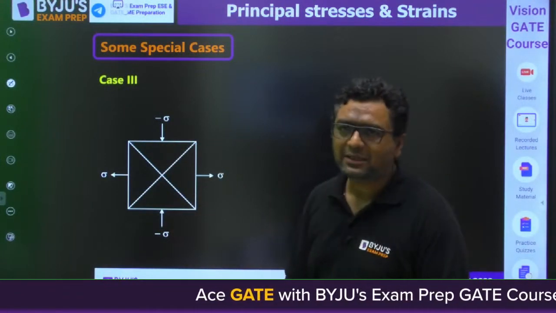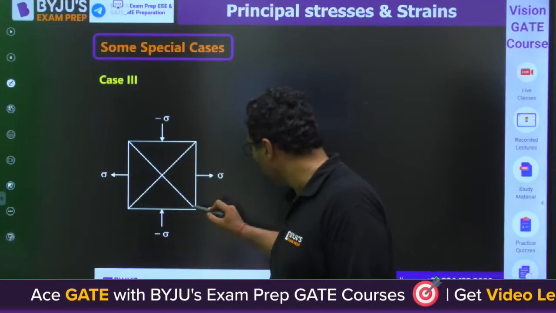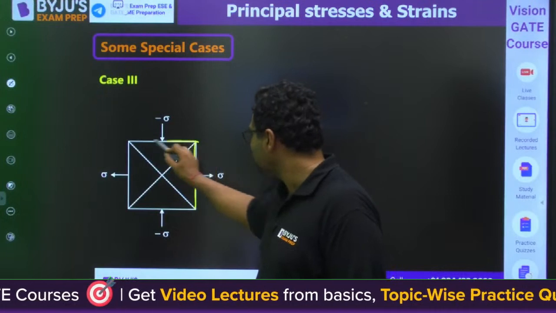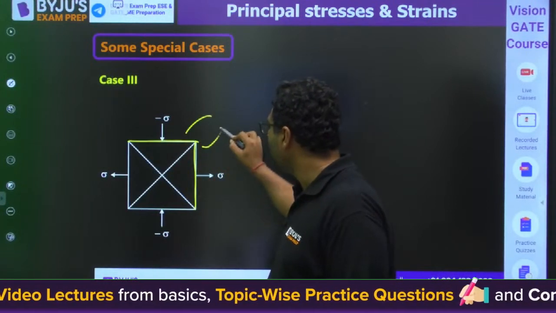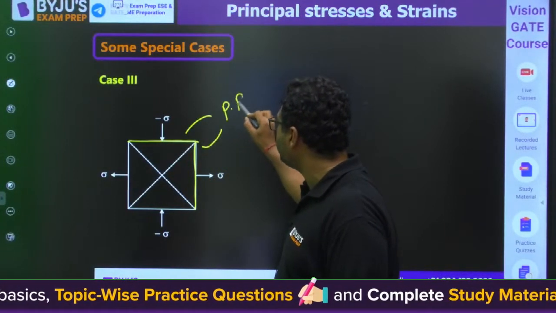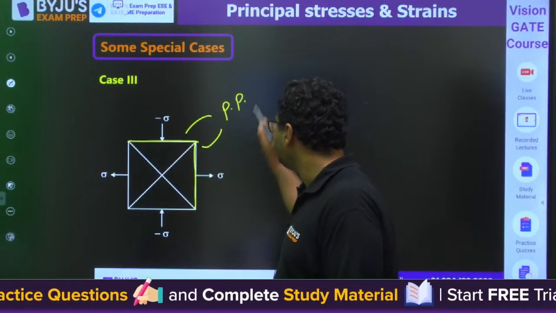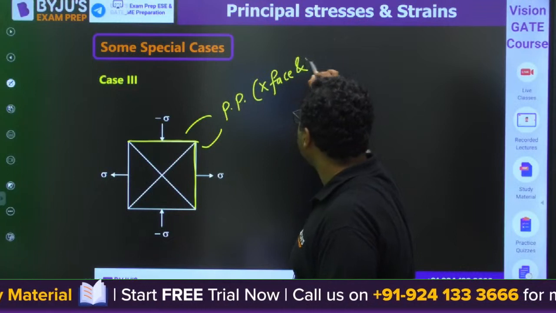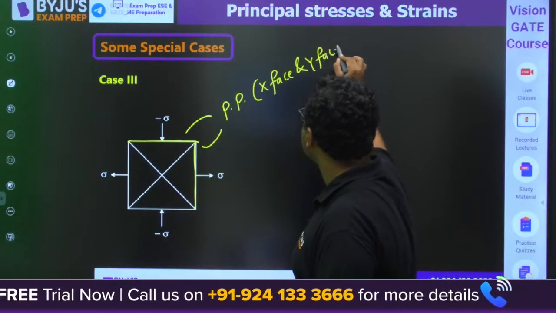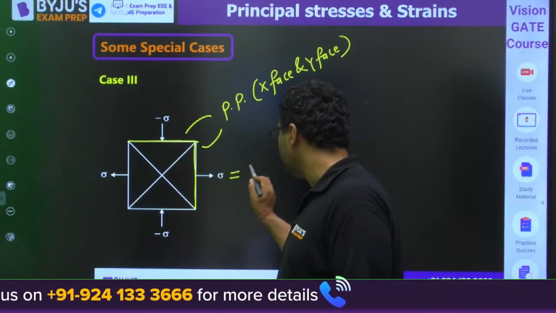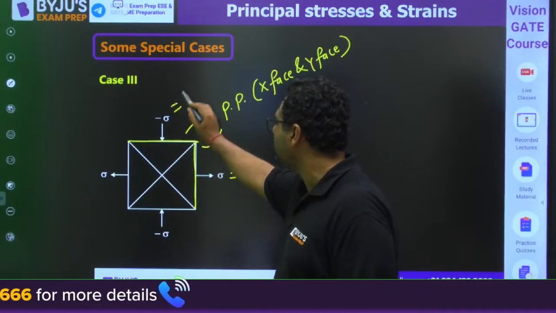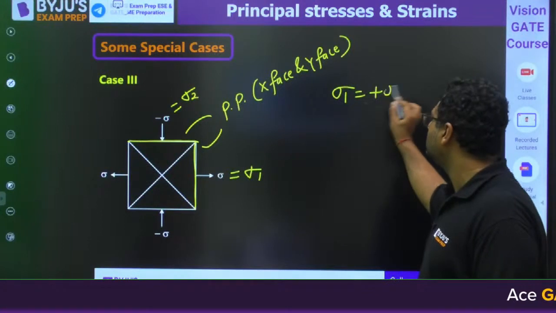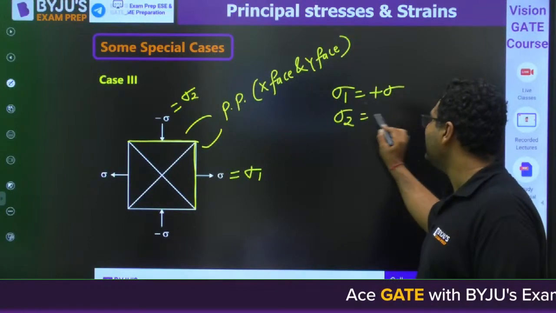So for this case, this plane has no shear, this plane has no shear. So we can call these two planes principal planes. If they are principal planes, they are nothing but the x face and y face. And you can see this sigma will become sigma 1, and this minus sigma will become sigma 2. So sigma 1 is plus sigma, sigma 2 is minus sigma.